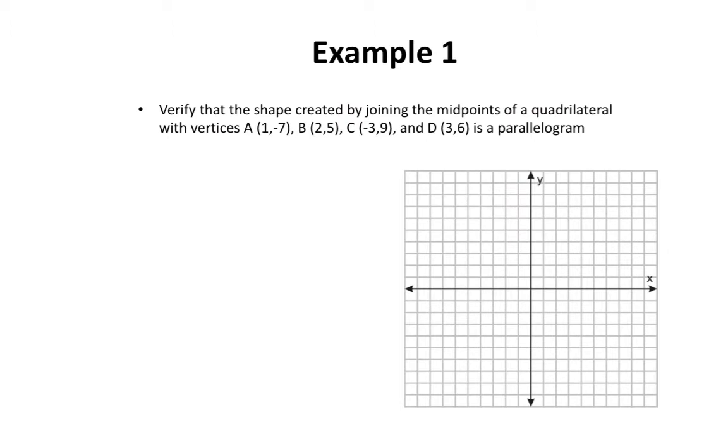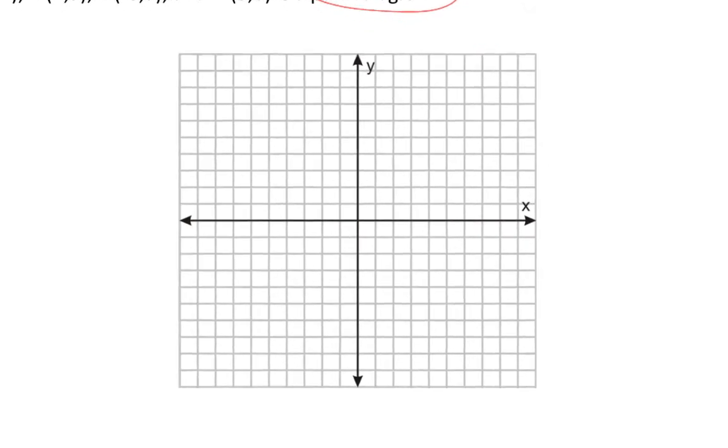In our first example, we want to verify that the shape created by joining the midpoints of a quadrilateral with vertices A, B, C, and D is a parallelogram. We already know the midpoint equation, and we know that a parallelogram is a figure where opposite sides are parallel, such as a square, a rectangle, a rhombus. Before doing anything, I would suggest you do a rough sketch of this situation if you have enough information. And we do happen to have enough information.